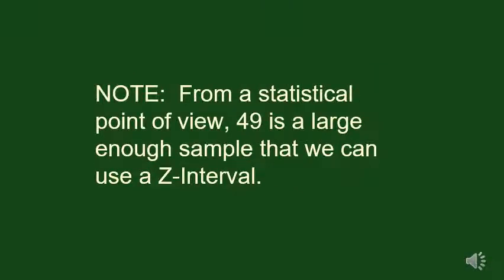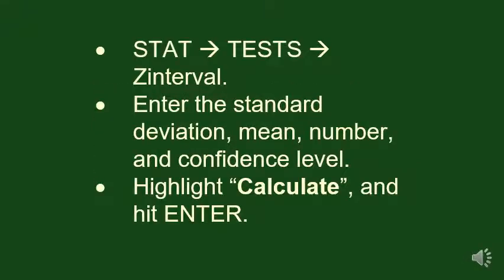This problem involved 49 families. And while that doesn't seem like a huge number, from the point of view of statistics, that is considered a large sample. It's large enough that we can use Z as our model. So just like I did a minute ago, we'll go to Stat, Tests, and then Z interval. Again, you got to make sure it's interval, not Z test. We enter the stuff that we know, the standard deviation, the mean, the number in the sample, that 49 I was just talking about, and the level of confidence. Once you got everything in there, you hit calculate.